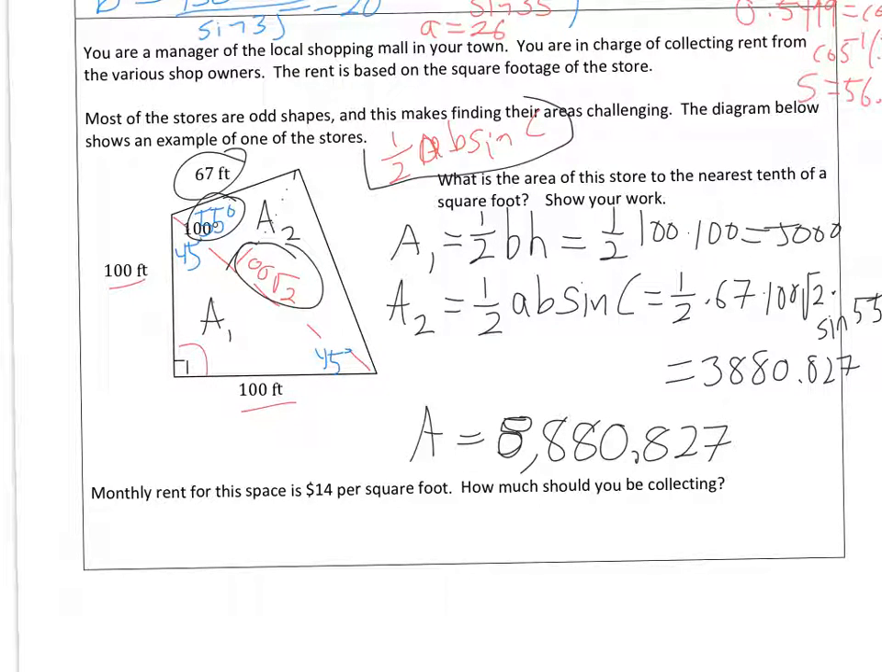So at $14 a square foot, we're going to multiply the number that we got there, 8880.8, which is what we were asked to do to the nearest tenth, times 14. And at $14 a square foot, that's going to be $124,331.2. That seems like a lot of rent, but that's okay.